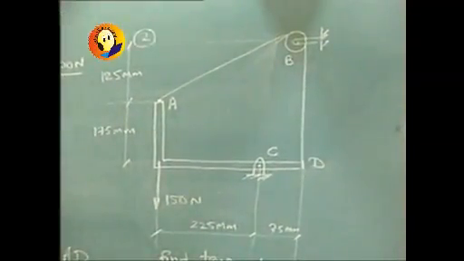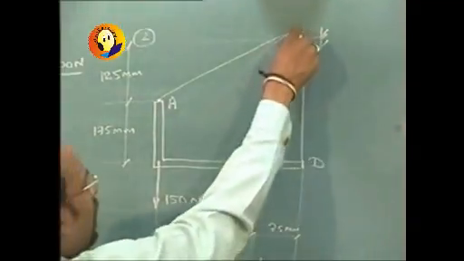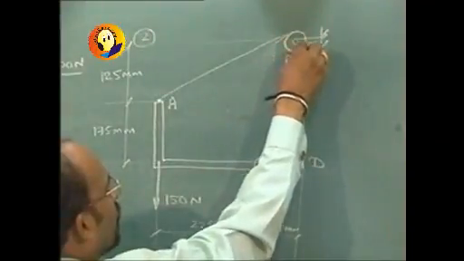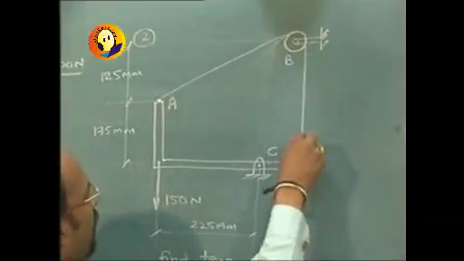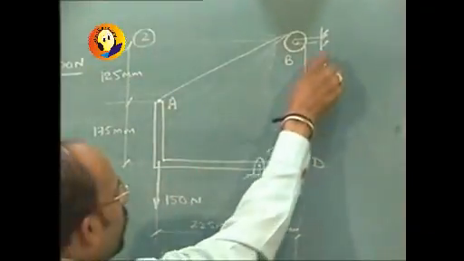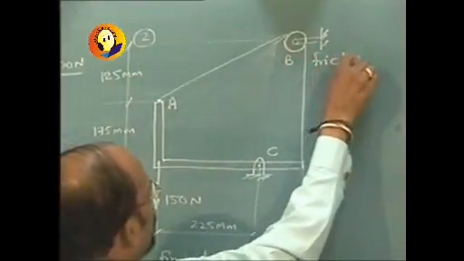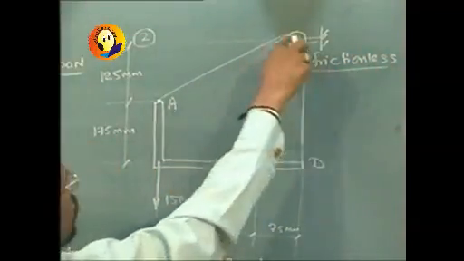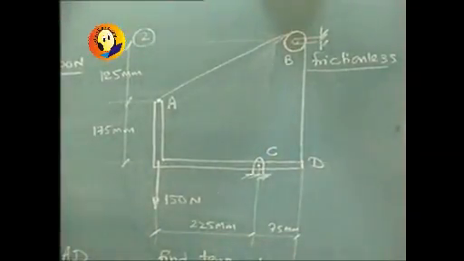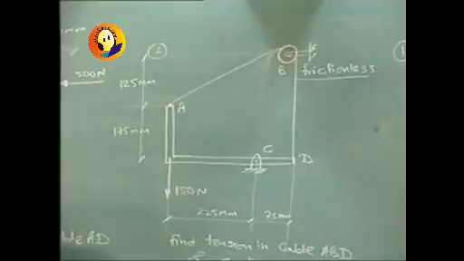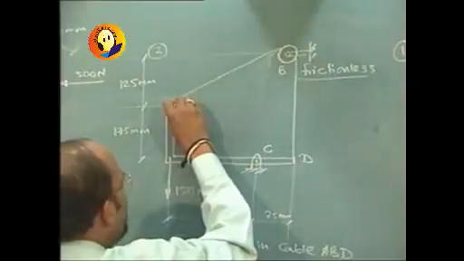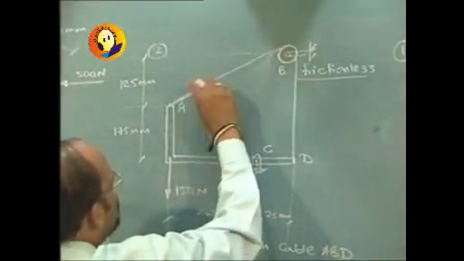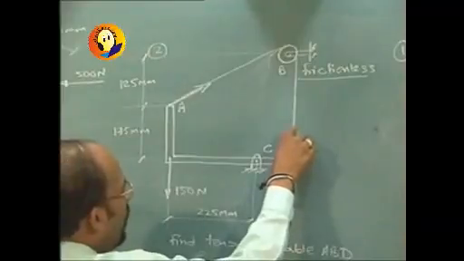Now in case of the second problem, we are given an arrangement of a pulley which is passed over by a cable ABD, and it is said that the pulley is frictionless. We will try to understand this word afterwards. But whenever the word frictionless pulley comes into picture, the tension throughout the cable will remain constant. This tension at point A will be shown in this manner because it is going to pull, and at point B it will be shown in this manner.